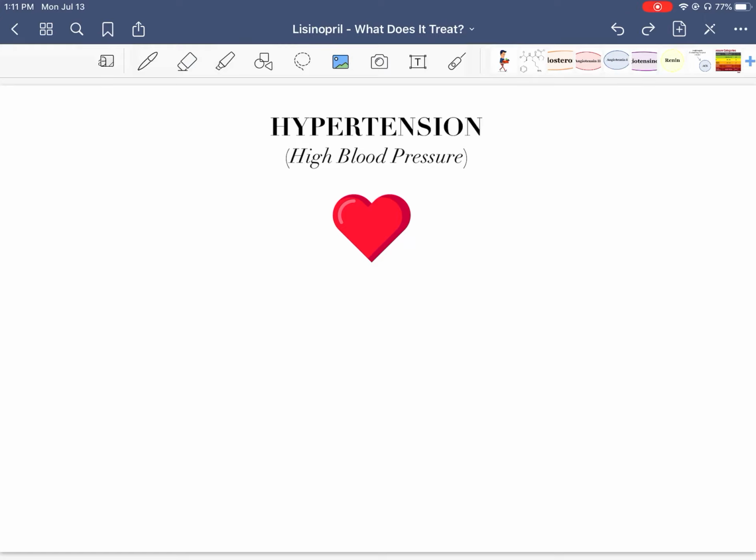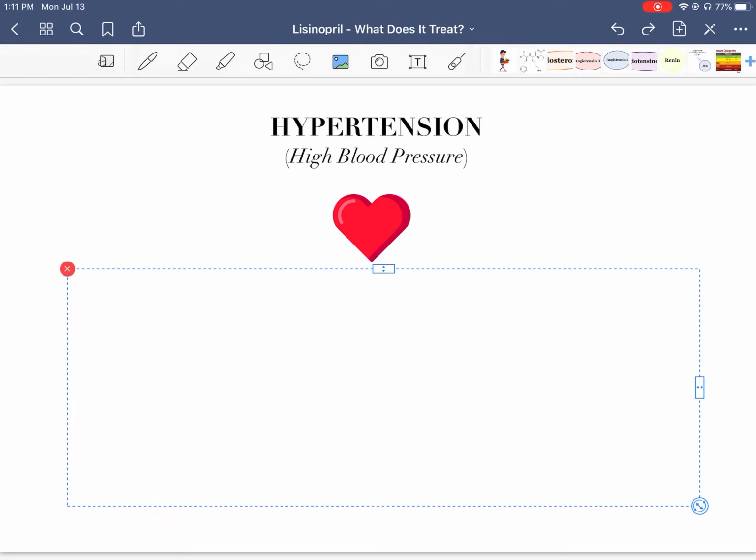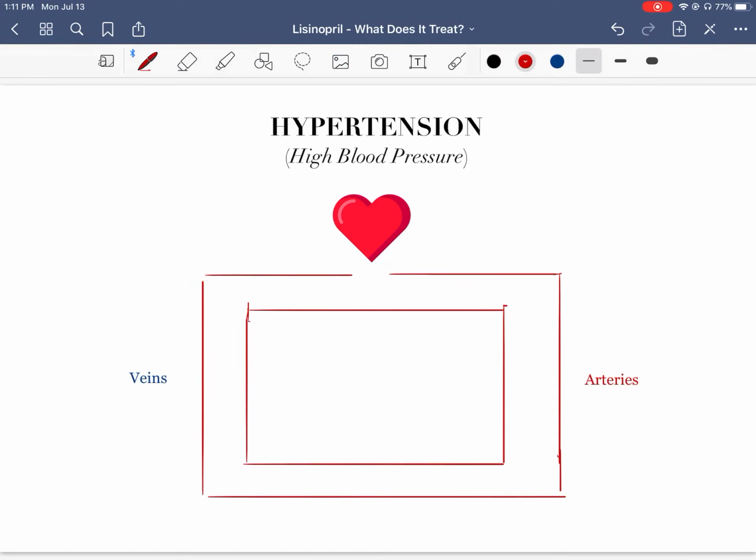Our heart is responsible for pumping blood throughout our body. Blood is delivered to our body parts through the arteries and is brought back to the heart through our veins. Each time the heart contracts, a certain amount of blood is pumped from the heart through our arteries into various body parts, organs, and tissues. The amount of blood pumped per contraction of the heart is known as the cardiac output.